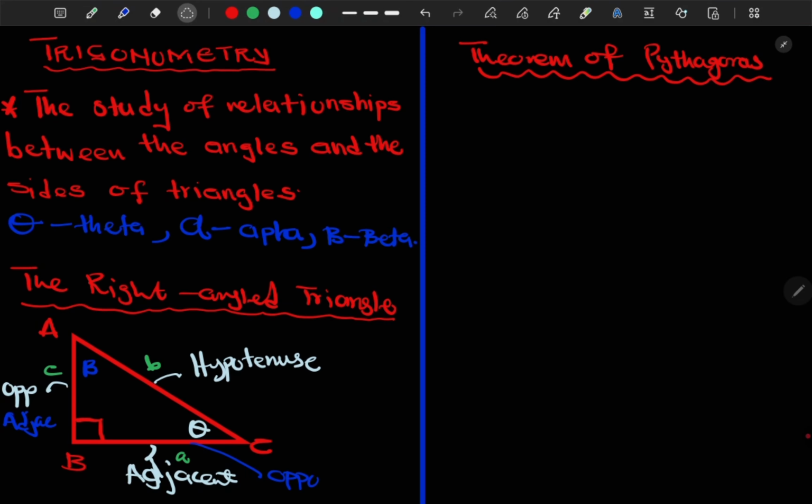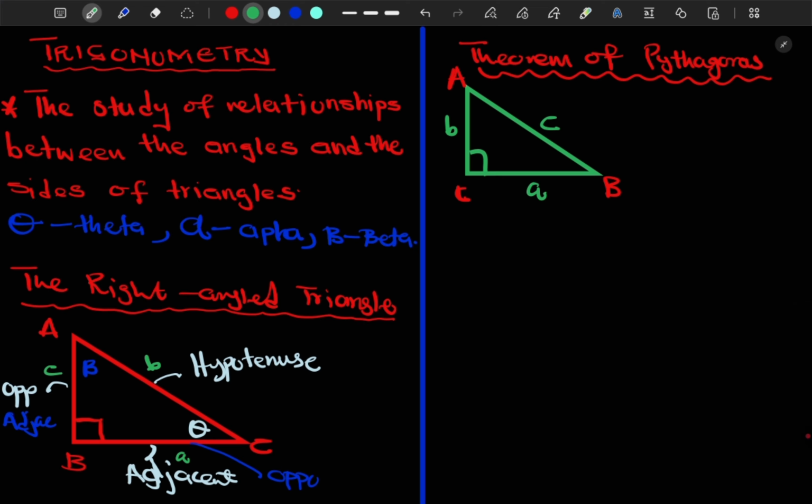Okay, let me sketch another right-angled triangle. I will name this side, in this context, A, and then this side C, this side B. Okay, so opposite A, I will name this side small letter a, and then opposite B, I will name that side small letter b, and then opposite C, which is the hypotenuse, I will name it small letter c.